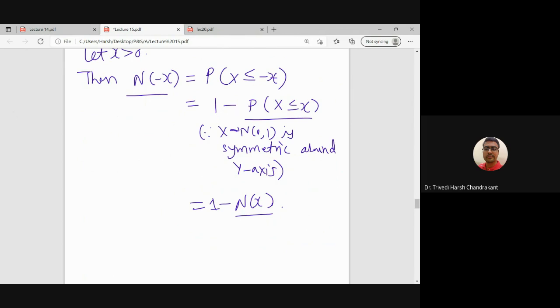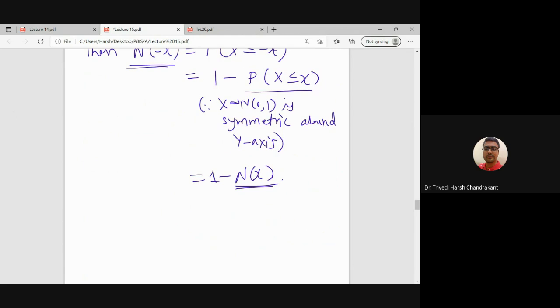So using this, if you know all the positive values of n, we can find all the negative values of n. Using this, we can find several probabilities.